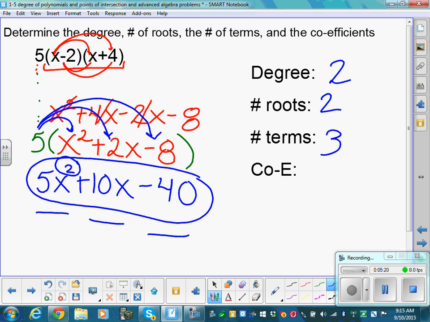And then what are my coefficients? 5, 10, and negative 40. What is the coefficient in front of x? 10. Good. Okay, good. Just testing you. Questions on that? Okay, practice it on your own. Ready, set, go. Practice it on your own.